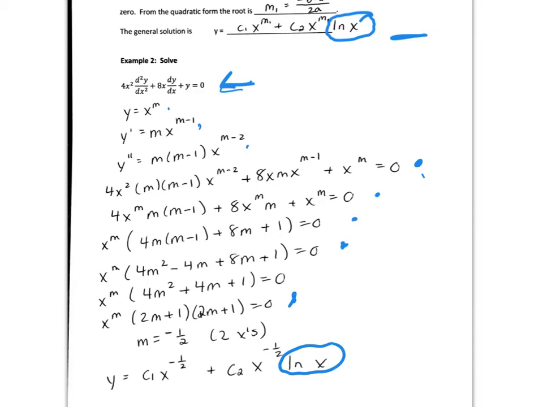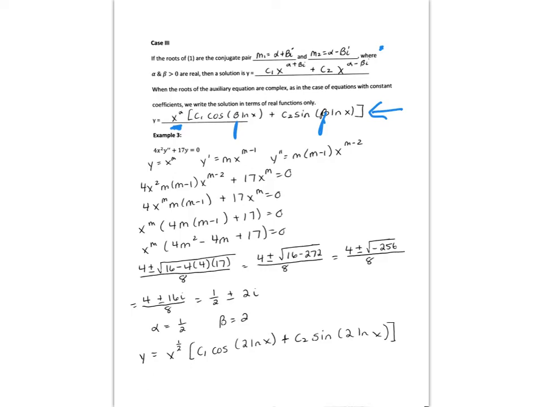Let's cover case 3. Case 3 is where it's complex. Alpha plus beta i, alpha minus beta i. This is your general form. In the other section, it was e to the alpha x. Here we have x to the alpha. And of course, your cosine and sine, there's where your beta is showing up.